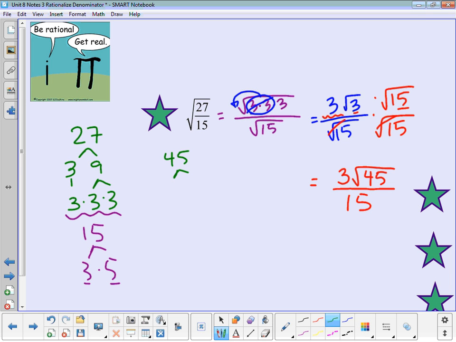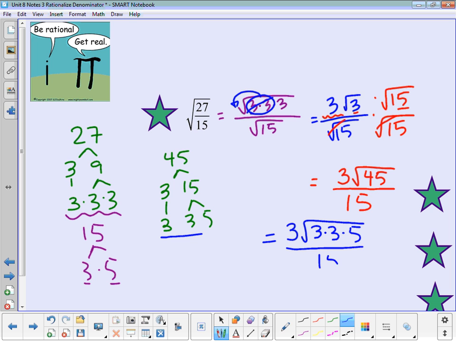45 is the same thing as 3 times 15, which is what we just multiplied to get there. I can break down the 15 into 3 and 5, and look at that. Here's a pair. So now I know I have some more simplifying to do. That's why in your steps it said simplify, then rationalize, then simplify again. Okay, so let's break that down. I have 3 times the square root of 3 times 3 times 5. The bottom is just 15, and we'll come back to that in a second.